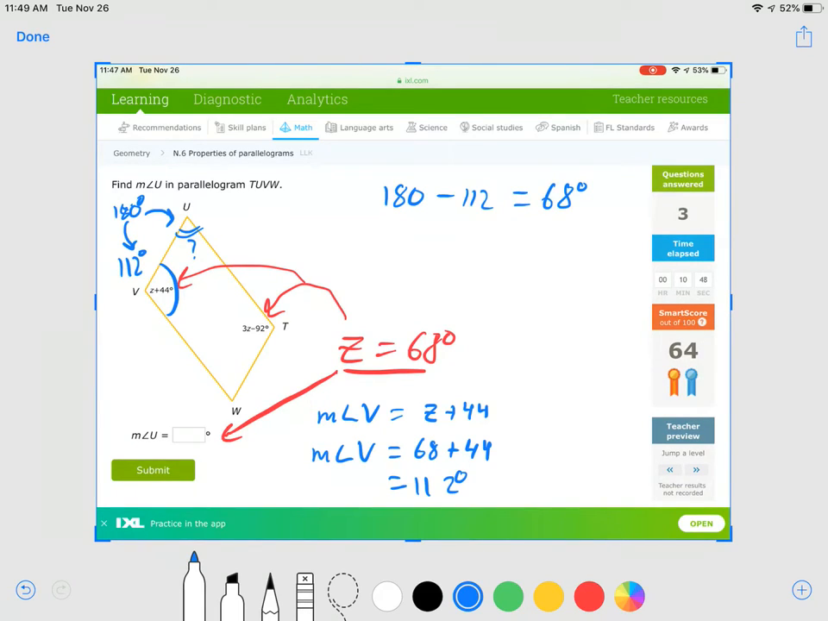Should I have known that some weird way? Angle U, measure of angle U is equal to 180 minus Z plus 44. So 180 minus 44 is... what the heck is happening here? Well, let's not spend time trying to figure out how it happened to be the same as Z.